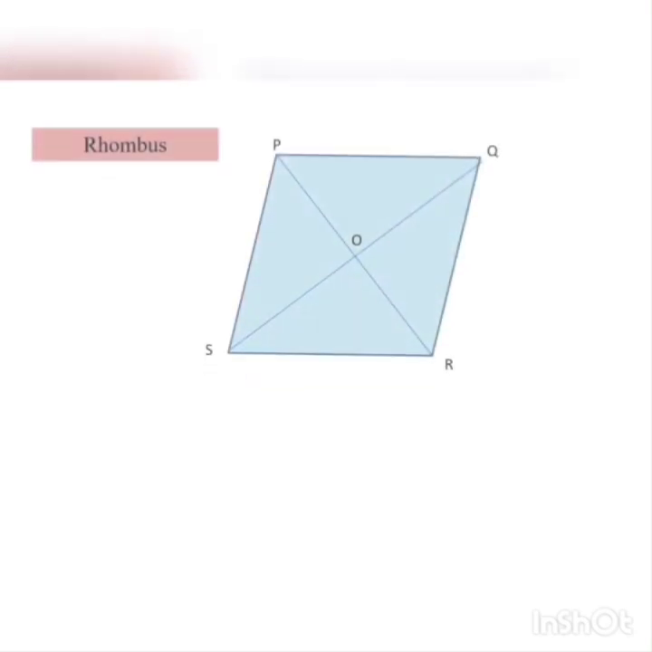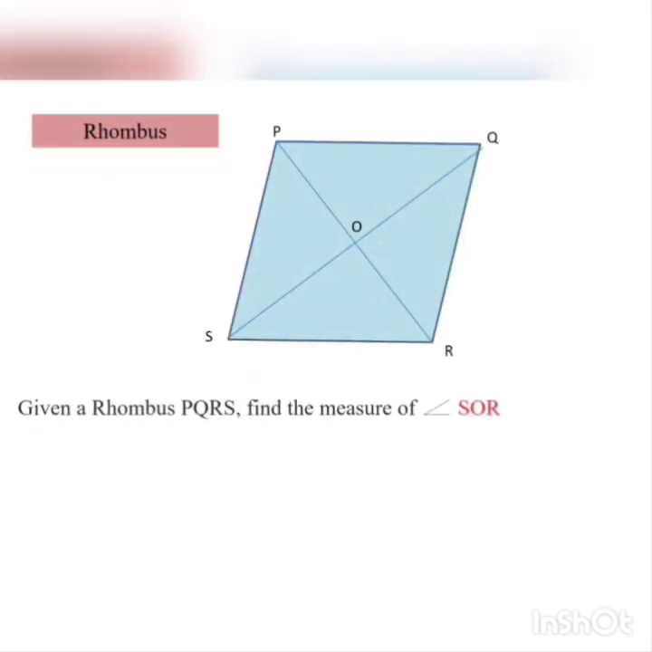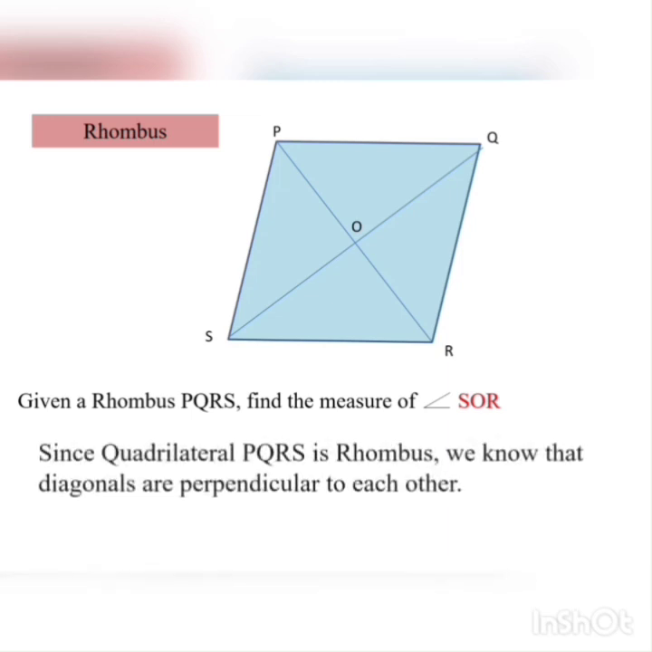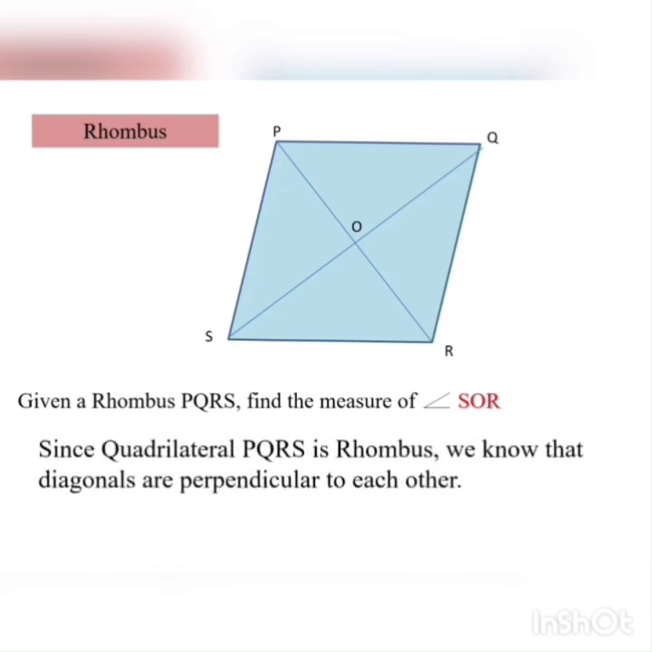Our next problem is based on the rhombus. Given a rhombus PQRS, find the measure of angle SOR. Since the given quadrilateral PQRS is a rhombus, we know that diagonals are perpendicular to each other. Therefore, the measure of angle SOR is equal to 90 degrees.